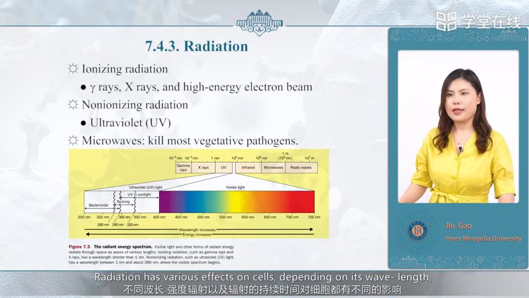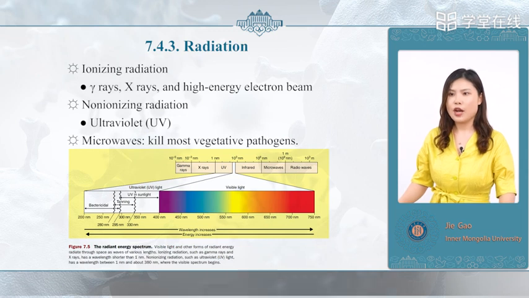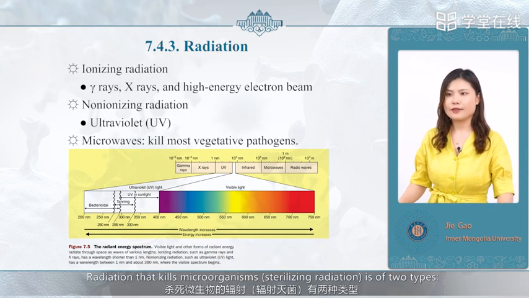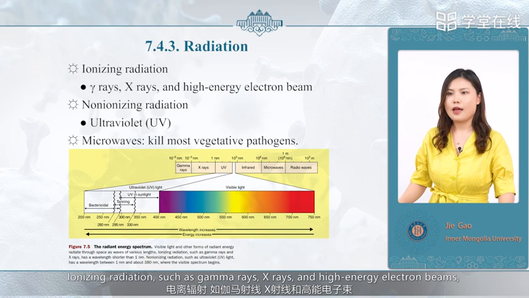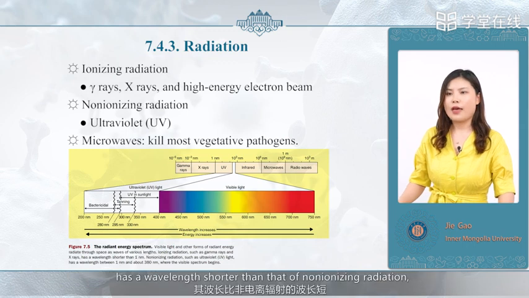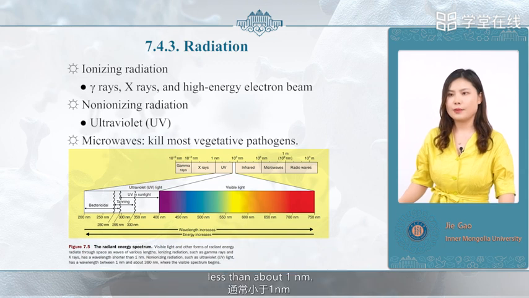Radiation has various effects on cells. Depending on its wavelength, intensity, and duration, radiation that kills microorganisms, sterilizing radiation, is of two types: ionizing and non-ionizing. Ionizing radiation, such as gamma rays, X-rays, and high-energy electron beams, has a wavelength shorter than that of non-ionizing radiation, less than about 1 nanometer. Therefore, it carries much more energy.